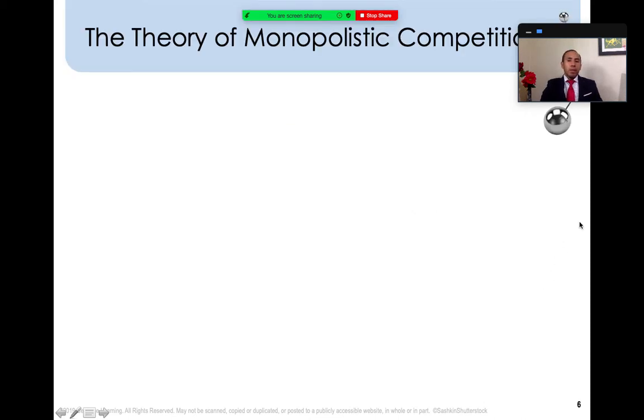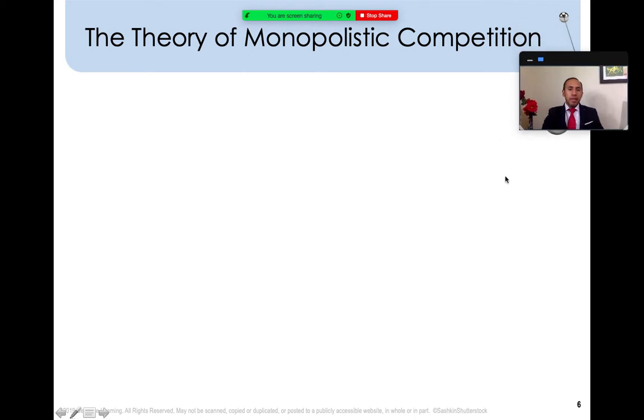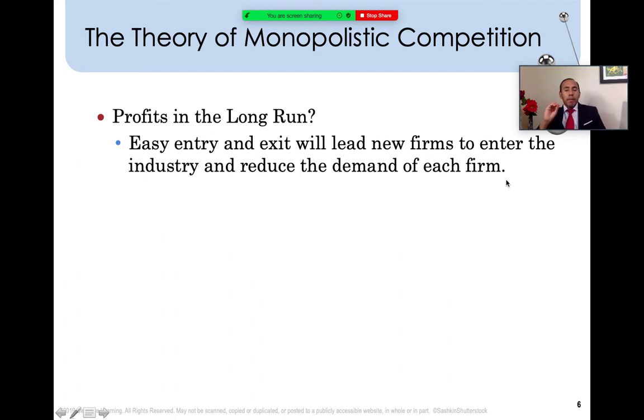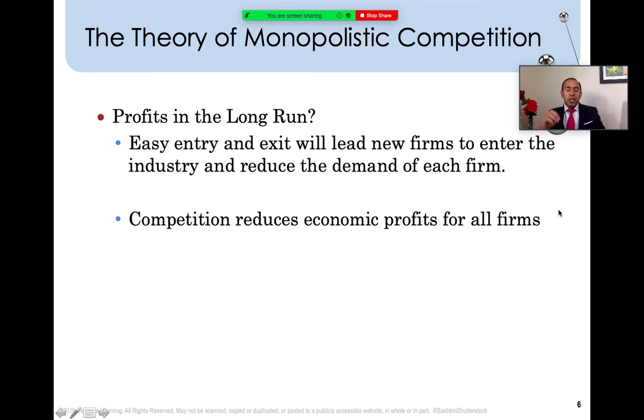Now, the theory of monopolistic competition is going to specify that in the long run, the profits are going to be reduced due to the entry and exit of firms competing with each other in the industry. They're going to lower the demand for each other, or there's going to be more firms competing with one another, and the demand for the existing firms is going to be affected by the other firms entering the market, because there are no barriers to entry, and the profits begin to be shared with everyone. The profits are going to be shared profits. So this competition is going to reduce the economic profits for all of the firms.